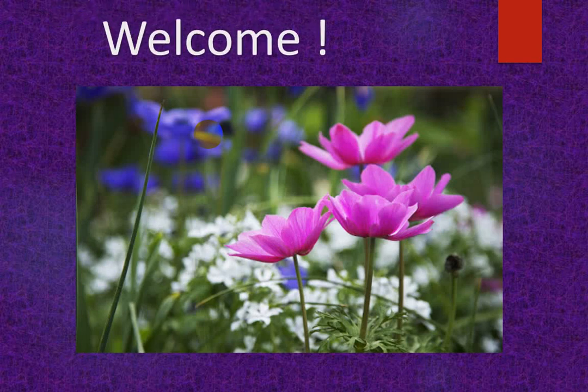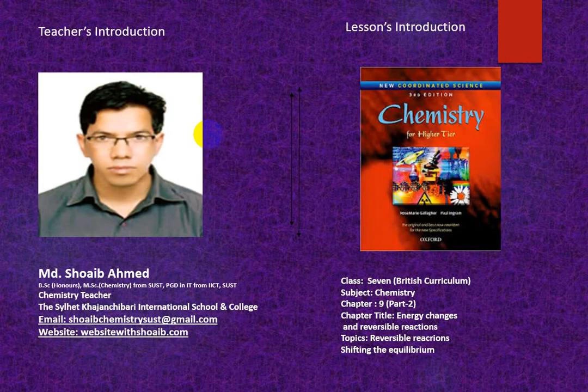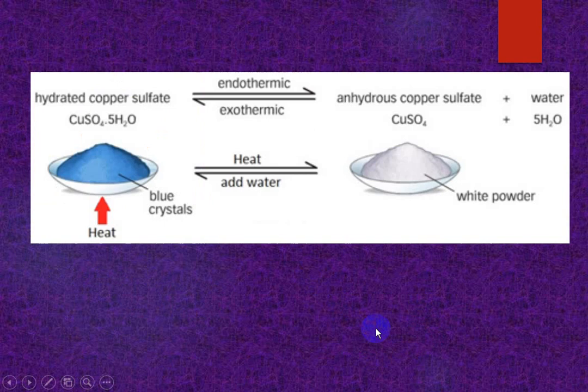Okay, welcome to my chemistry class. This is chapter 9, energy change, reversible reaction and shifting the equilibrium. Energy change is finished. Now I shift to reversible reaction. Look, this is a reaction.